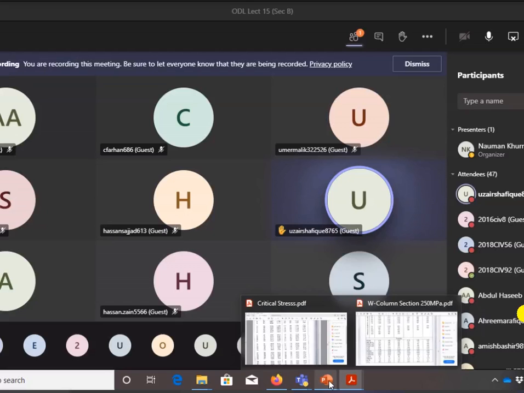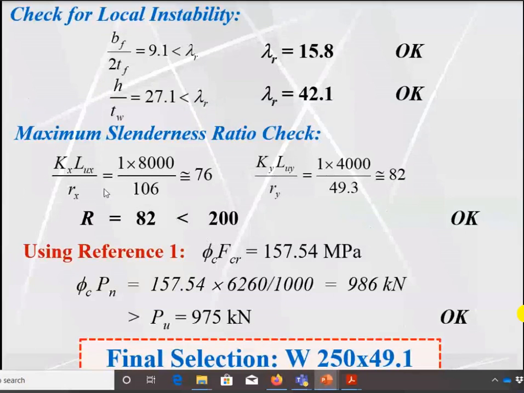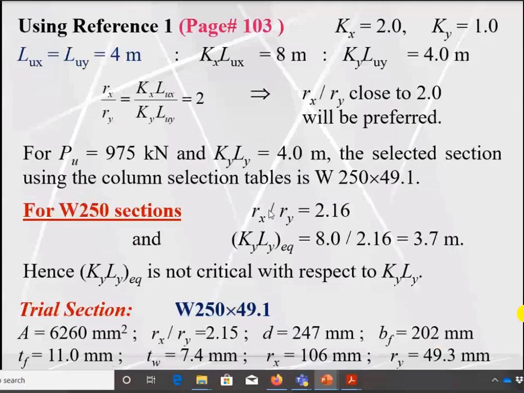You did not think any deep. Okay, I will give you the question. How you can compute the KY/LY equivalent? Just answer me. Because you do not know any section. Do you know Rx over Ry ratio? Okay, sir. You don't know.